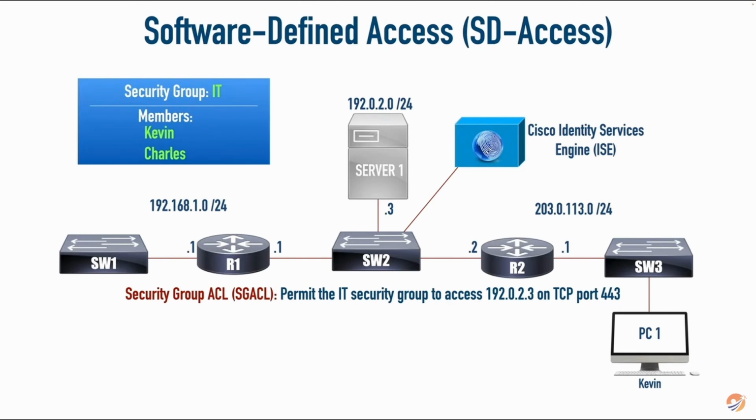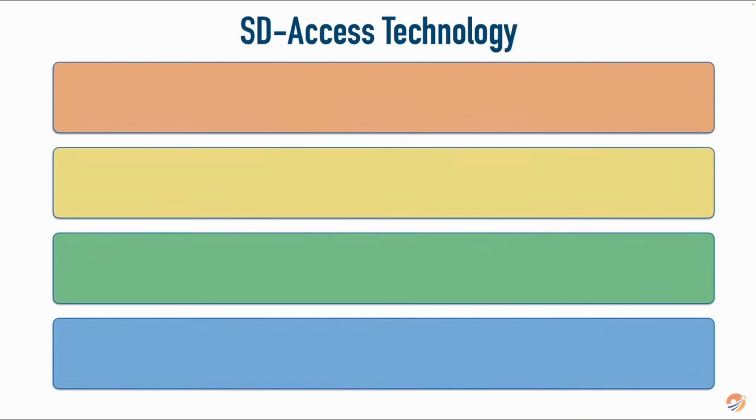I can still connect with my identity. So regardless of where I am in the network, I still have permission to get to the server. Now let's take a look at some of the pieces and parts making up a Cisco SD Access solution.